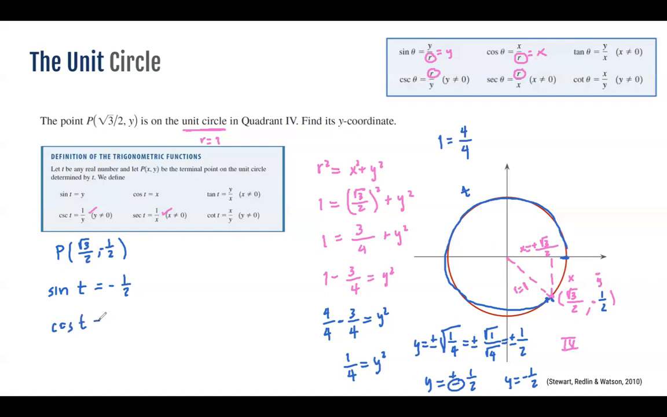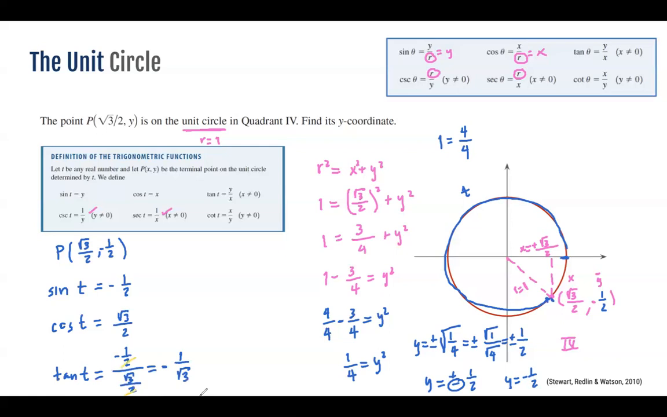Cosine of t is simply x. So x is the square root of 3 over 2. I was getting ahead of myself, because y over x is tangent. Tangent of t is equal to y over x. So simply go as minus 1/2 over square root of 3 over 2. And you're going to end up canceling this 2 with this 2, or you can do sandwich, or as you want to call it, and we're going to end up with minus 1 over the square root of 3.